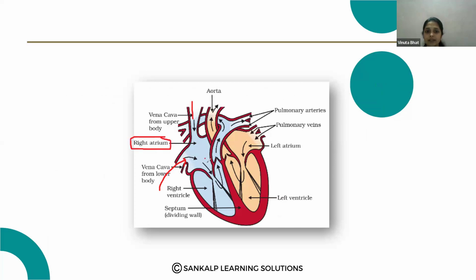When it contracts, the blood moves towards the right ventricle. Then when the right ventricle contracts, the blood moves into the pulmonary arteries and goes to the lungs for purification. Deoxygenated blood means blood that contains carbon dioxide, hence the blood moves for purification.